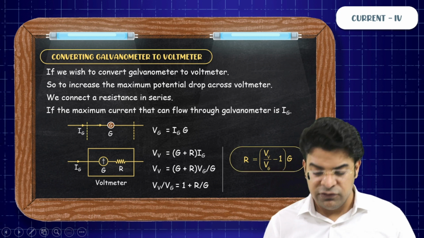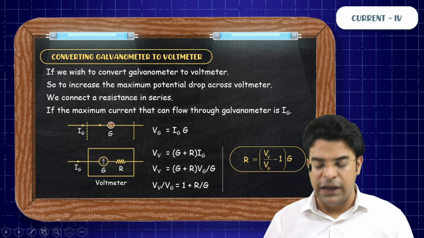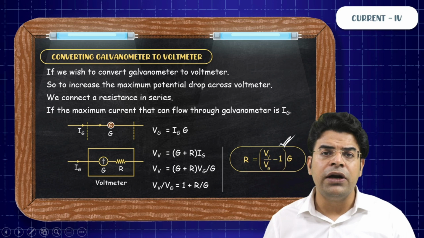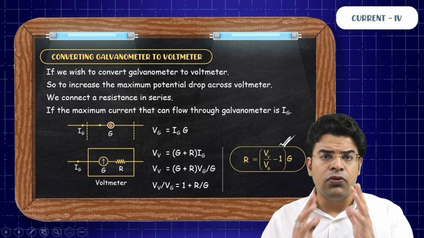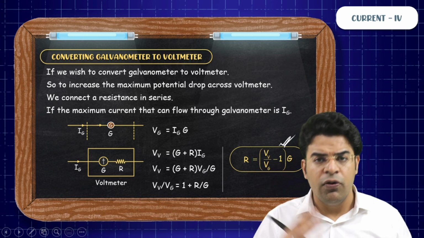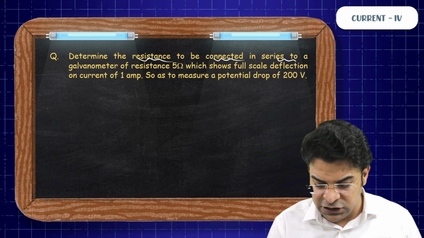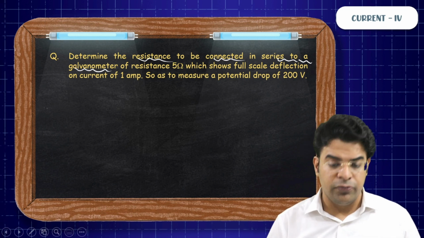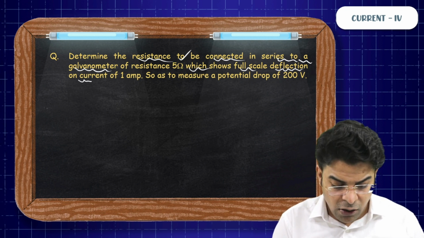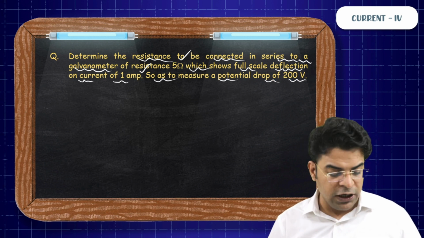Now once you have this formula, I will suggest you not to remember it. Don't waste your time remembering these types of useless formulas. Then sir, what to do? Treat the question on the face value. When the question comes, think over it, what is the data given and what are they asking? For example, let's see this question. Determine the resistance to be connected in series to a galvanometer of resistance 5 ohm which can show full scale deflection on current of 1 ampere so as to measure a potential drop of 200 volt.